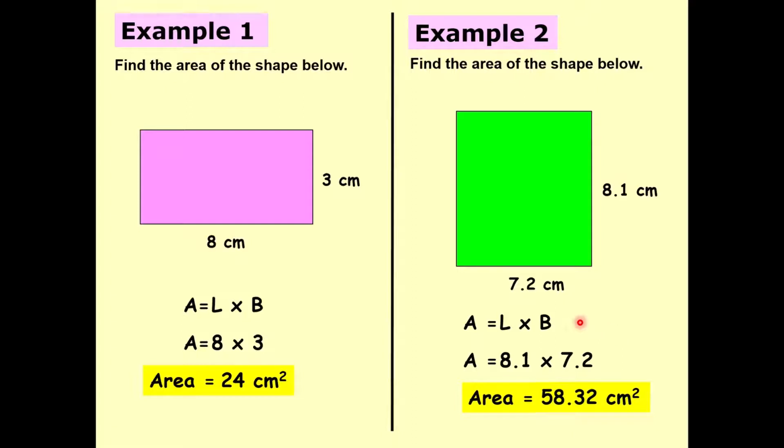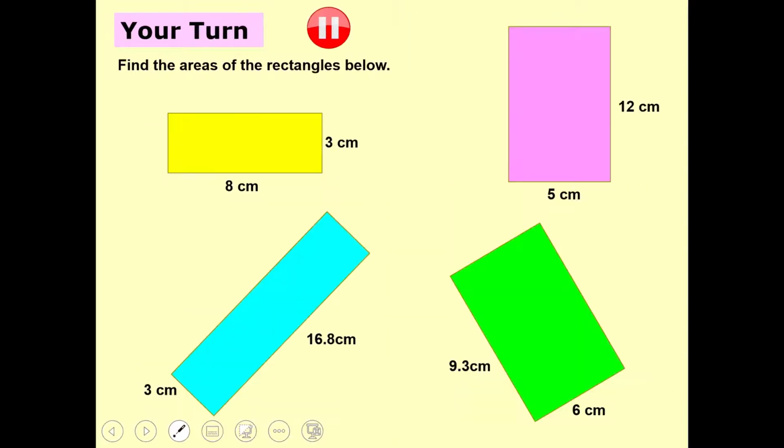Important things here are writing down your formula, substituting into the formula, and making sure you've got the correct units for your answer. If you could copy those examples down, and if you need to pause here, that's absolutely fine. Moving on to the next slide is some questions for you to try. Find the area of the rectangles below, and you're going to be using the formula A equals L times B. Pause here, and when you unpause, I will give you the answers.